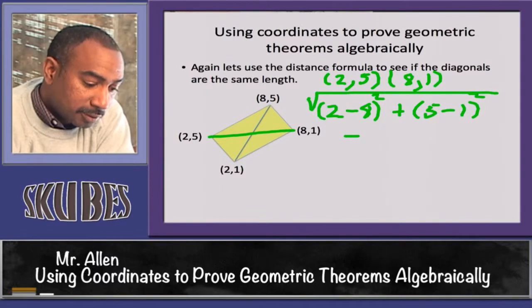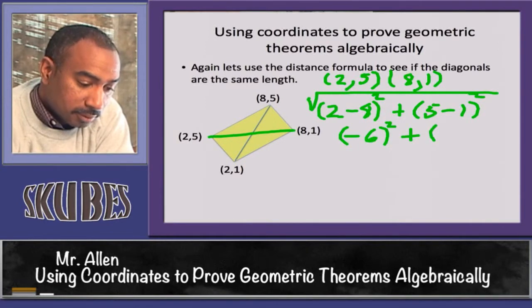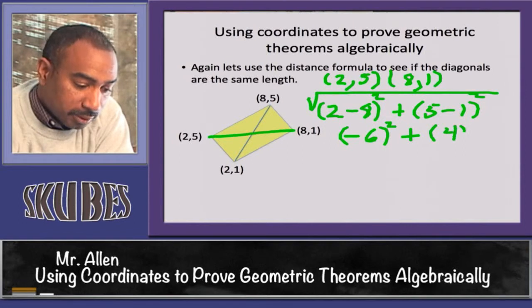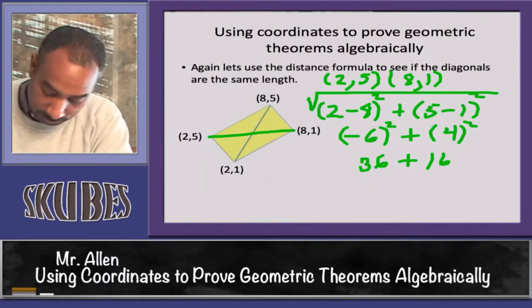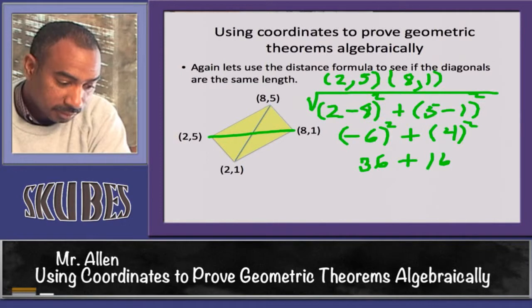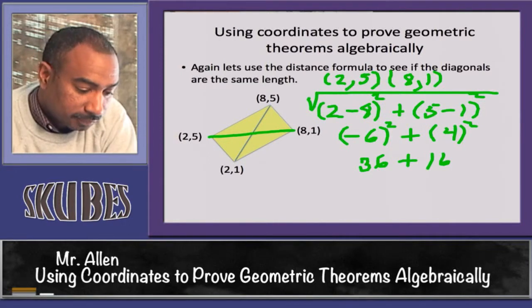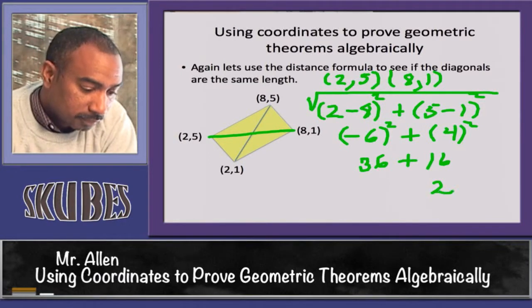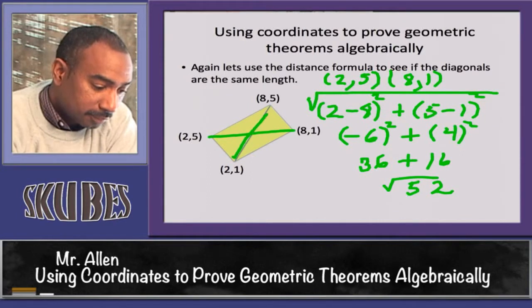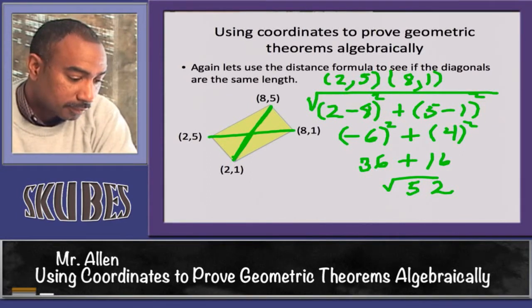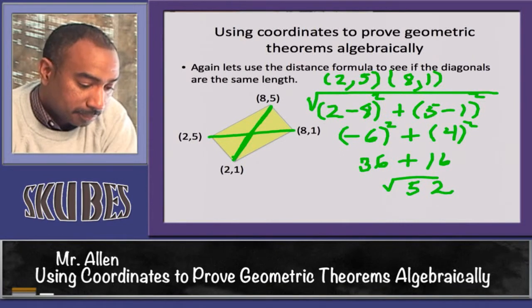So you're going to get negative 6 squared plus 4 squared. It's going to be 36 plus 16. And that should give you what? 52. Square root of 52. This has to be the same. So let's see if that's the same.